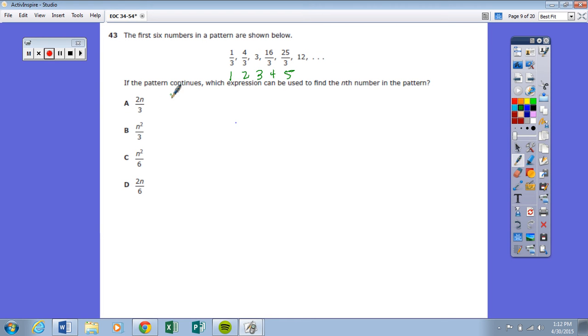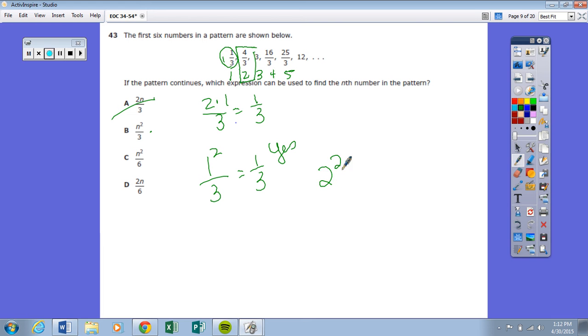So let's try letter choice A. Okay, is 2 times 1 over 3 equal to the number in that spot? Well, the answer is no, so I can cross that off. So let me try the second one. If I plug in a 1, is 1 squared over 3 equal to that same 1/3? Yes, that one works. So now let's try this equation on the second one just to make sure it still works, okay? So let me plug in a 2 and do the math and see if it does in fact equal the number that's in that spot.